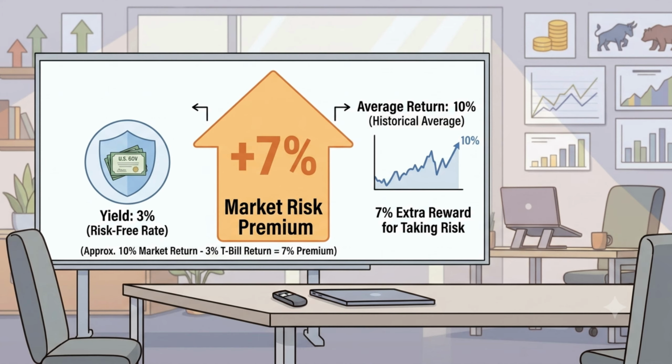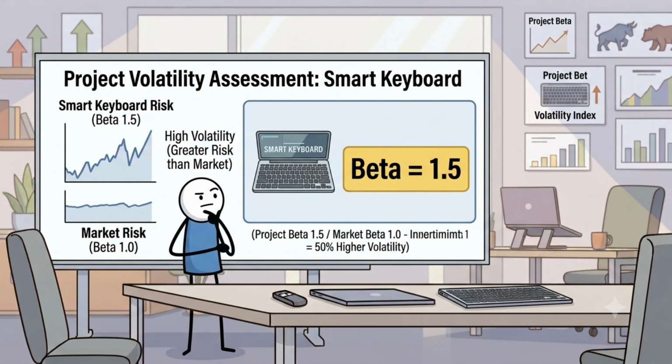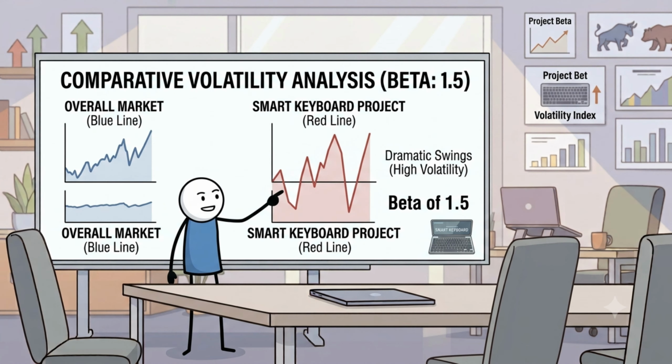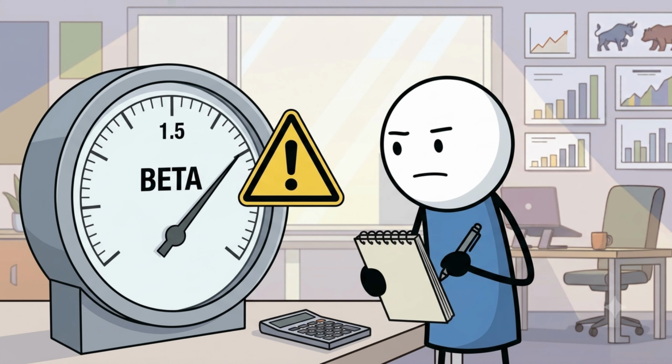John realizes that CAPM is like a truth serum for his business plans. If his projections for the smart keyboard only show a 10% return, the project is a value destroyer, even though it's technically making a profit. Why? Because for that level of risk, he could have found other investments in the market that pay 13.5%. By choosing the 10% project, he is leaving 3.5% on the table. This is the true meaning of the opportunity cost of capital.